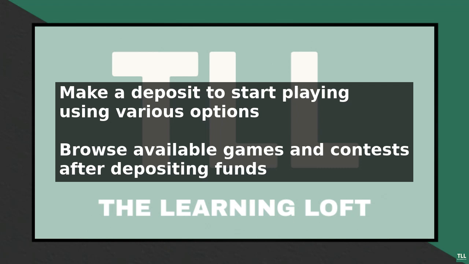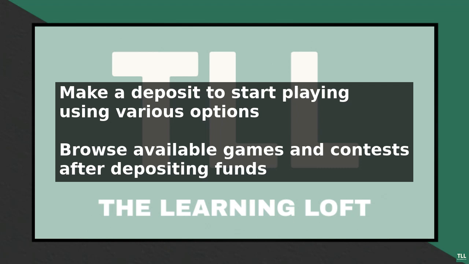To play, select the sport and game you want to participate in, such as NFL, NBA, or MLB. Then, choose the type of contest you want to enter, such as a head-to-head matchup or a large tournament. Next, select the players you want to include in your lineup, and set the amount you want to wager.